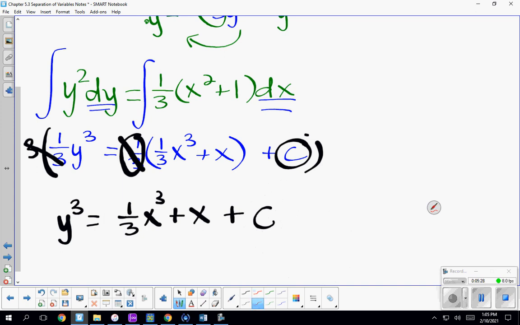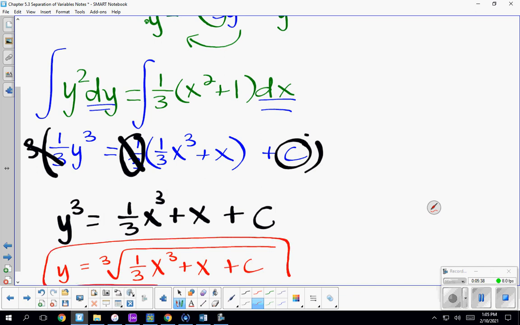Finally, I'm going to take the cube root of both sides so that I get a solution of all of that. And this is my general solution. If this were a particular solution, I would go back and solve for c up here before I start manipulating it.